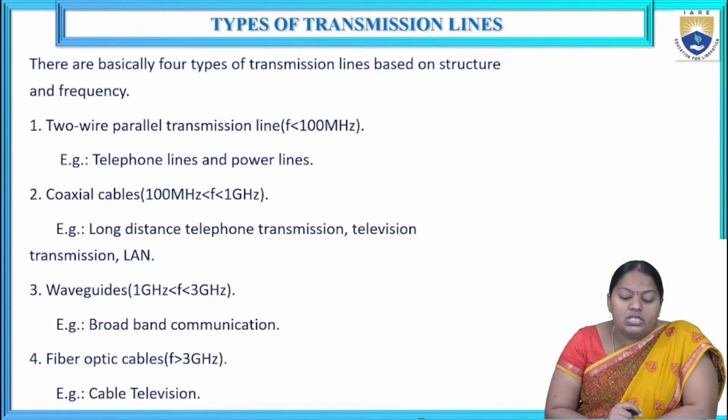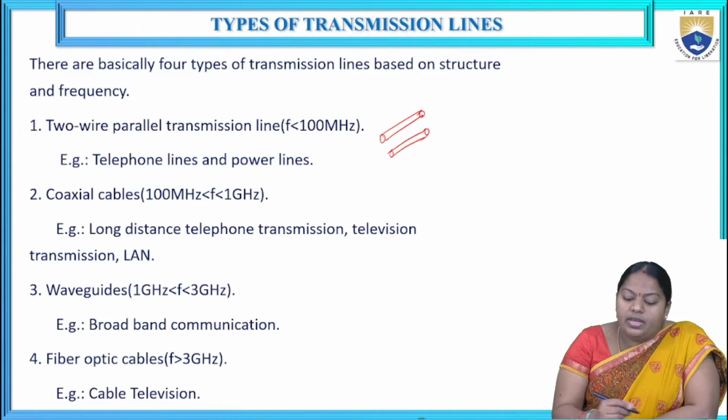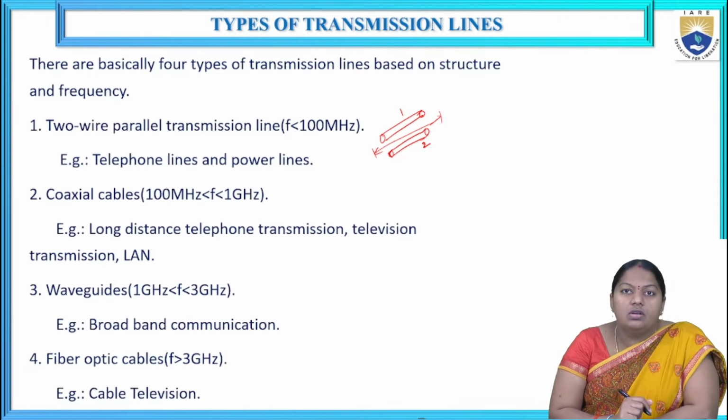Depending upon the structures and the frequency ranges, there are 4 types of transmission lines. The first case is the 2-wire parallel transmission line. It basically consists of 2 parallel conducting lines, the open wire transmission line, with conductor 1 and conductor 2. In order to transmit signals from one place to another, there exists a physical connection from transmitter to receiver.